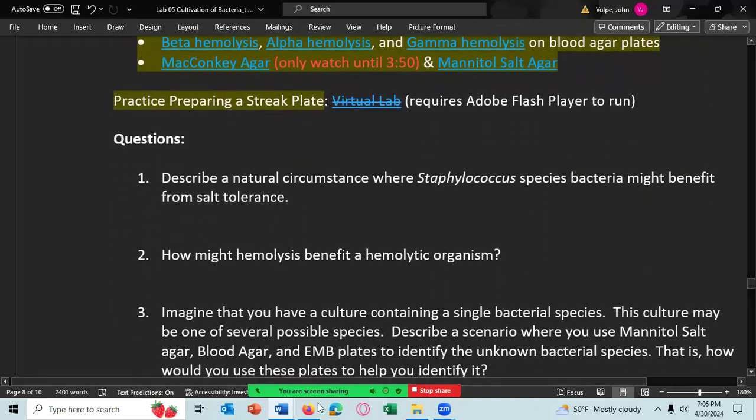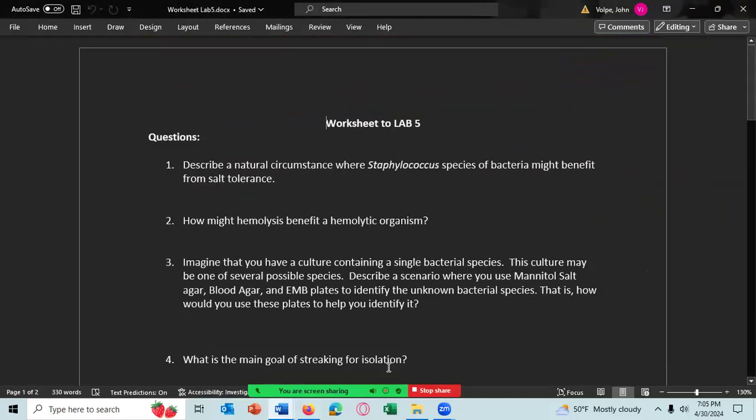Let me go to the worksheet now. And then answer the questions. 1, describe a natural circumstance where Staphylococcus species of bacteria might benefit from tolerating salt. So give me a natural environment where staphylococcal species can grow by tolerating salt. Obviously, do not tell me something like when you're growing on a plate with 7% sodium chloride, because that's not a natural circumstance. That's done in a lab.